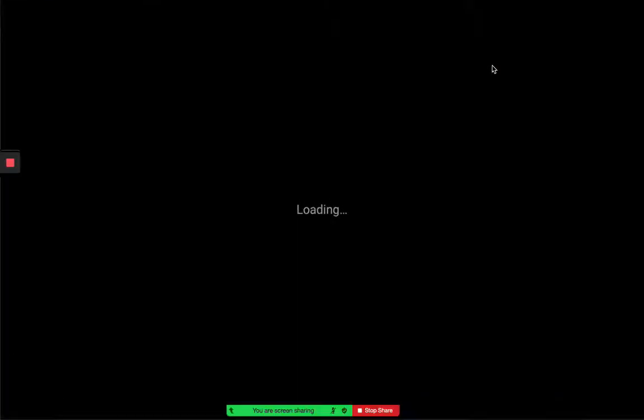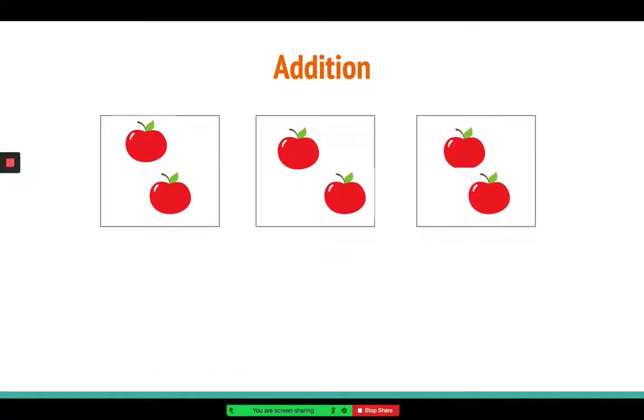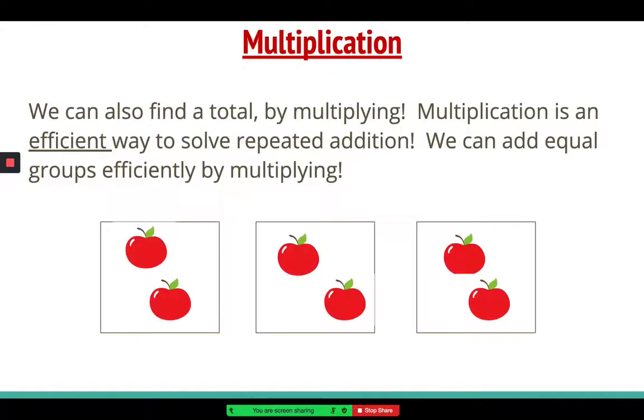We know that we can add a quantity or number together to find the total or the sum. So here we have apples, and we can add each group of apples to find our total. We can also find a total by multiplying. Multiplication is an efficient way to solve repeated addition. Efficient means how can I get the answer quickly and make sure that it's correct?